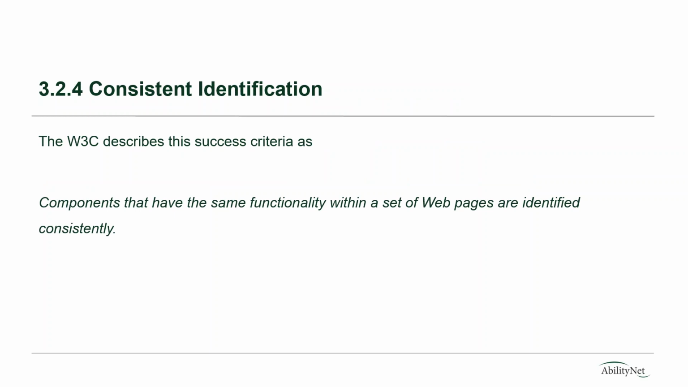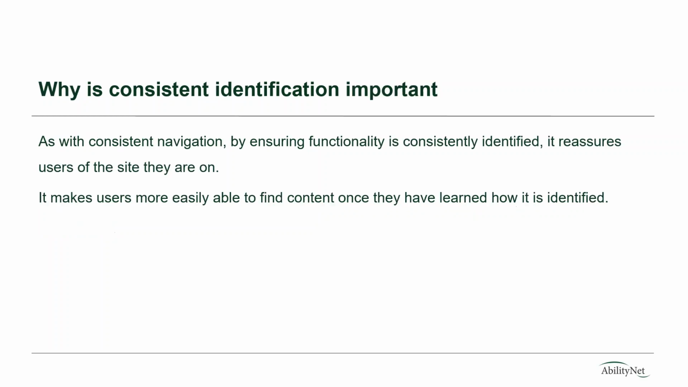Okay, moving on to 3.2.4, consistent identification. This is very similar to consistent navigation. It's described as components that have the same functionality within a set of web pages are identified consistently. So this just really relates to how they are described, particularly to screen reader users, how content is labeled up, how they are described to users.